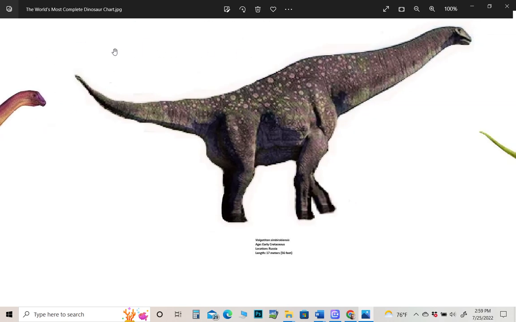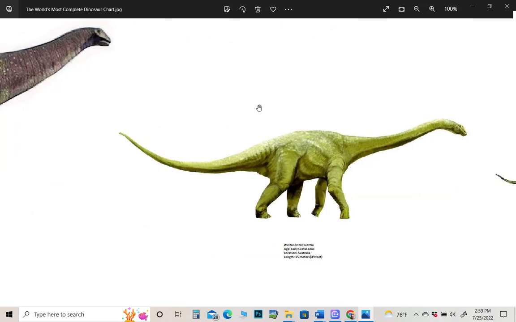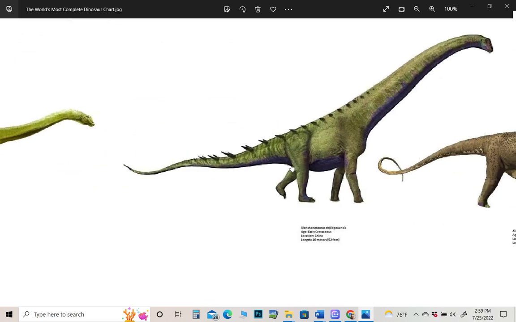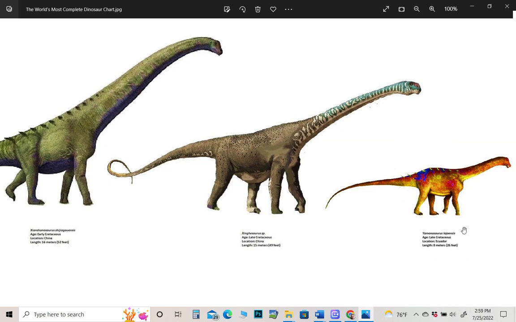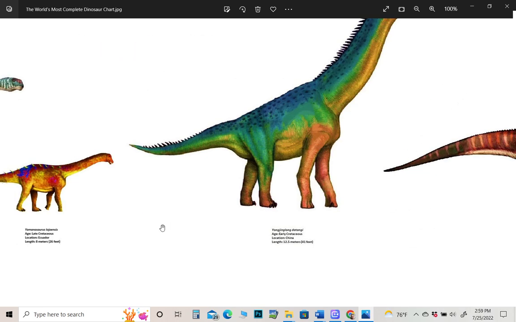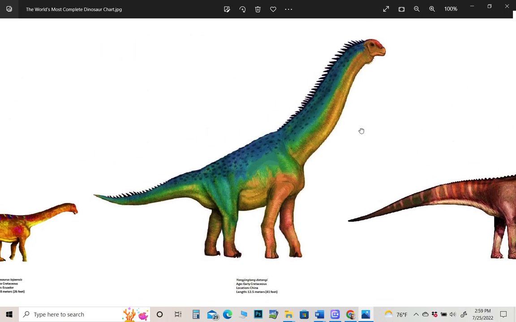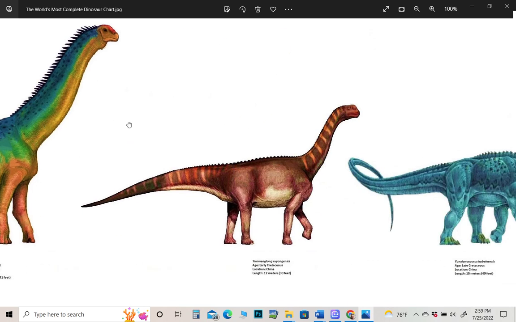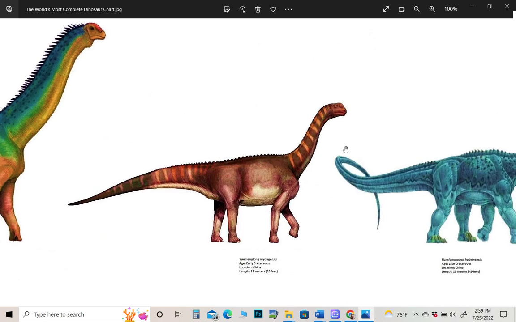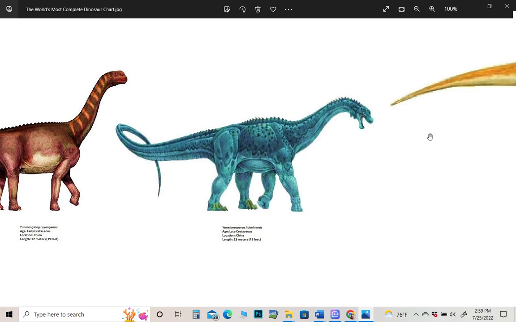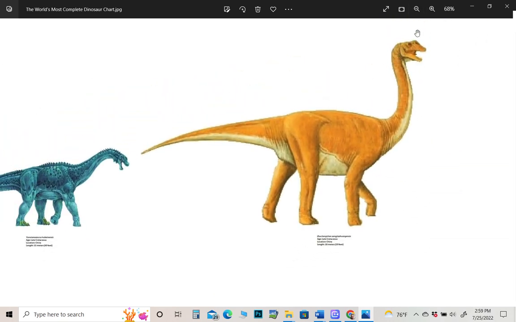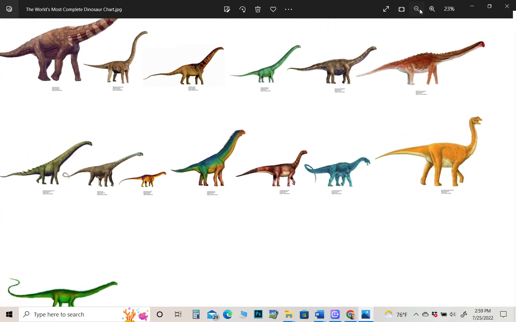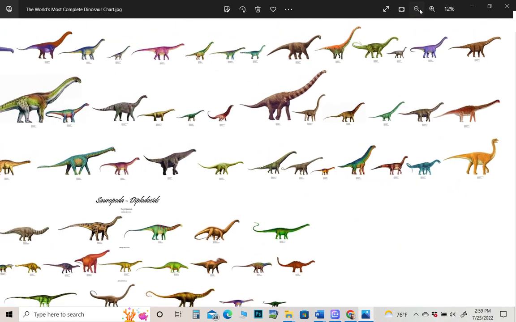Vahiny, Volgatitan, Wintonotitan, Xianshanosaurus, Zhuchengtitan, Yamanasaurus, and let's see here, we got Yongjinglong, Gunmenglong, Yongxianosaurus, and lastly we have Zuchengtitan, and that is all the 168 titanosaurs. Okay.